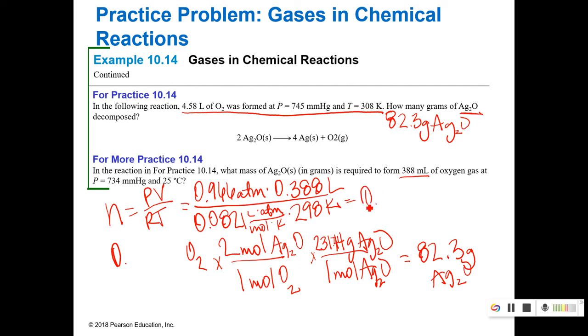Okay, I get 0.0153 moles of oxygen. All right, so then we just do the math. And my new value is 7.10 grams. Okay, so just make sure you're paying attention to what they're asking for.